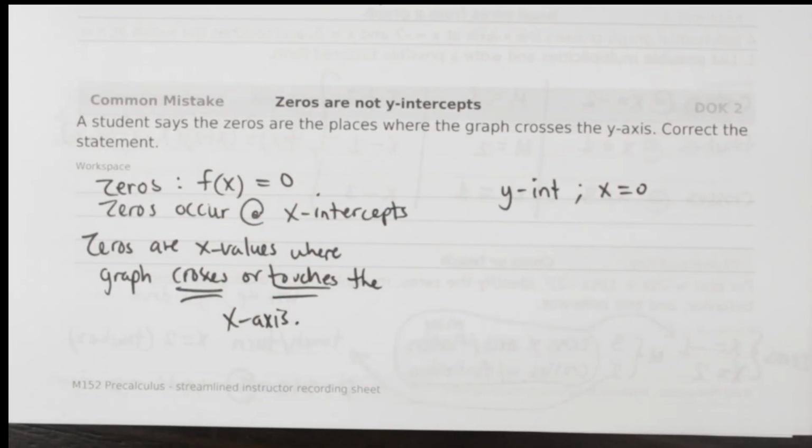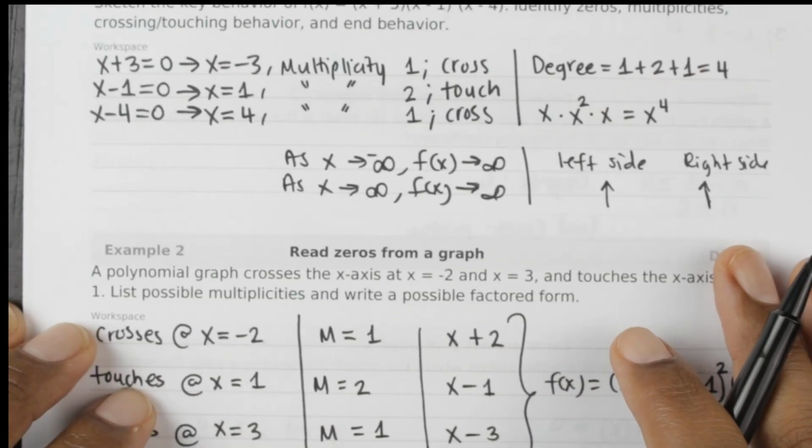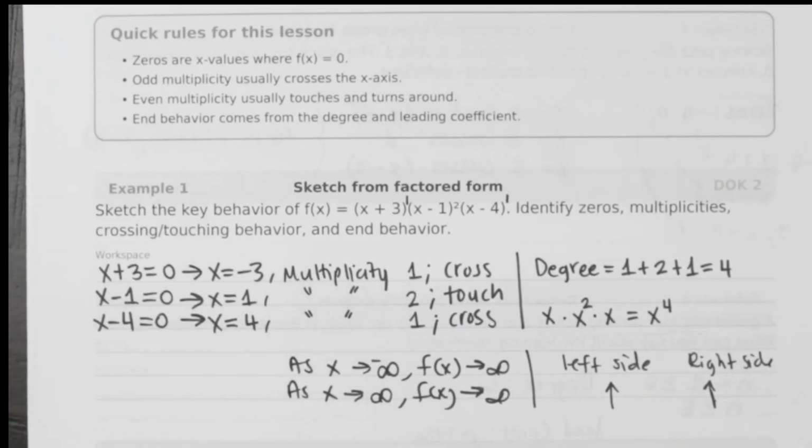Okay. Final review. So zeros are x values, not y values. And those x values are where the function is equal to 0. Odd multiplicities mean that the graph is going to cross. Even multiplicity means that the graph touches and turns around. The degree controls the possible turning points, and end behavior depends on the degree and the leading coefficient. And it's also very important that the factored form is powerful because it shows the zeros, the multiplicities, and the graph behavior directly.